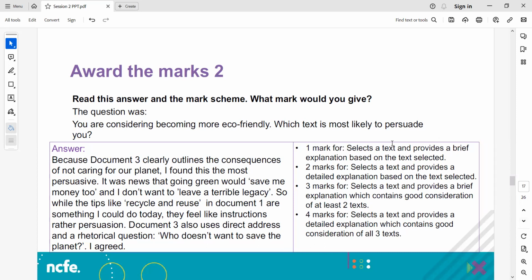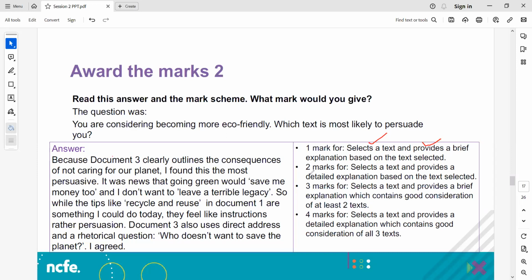Okay, so let's look again. Let's start with giving 1 mark. Have they selected a text that they think will persuade and provided a brief explanation? Yeah, he did. Good. So they've got document 3, haven't they? So they've selected a text and provided a brief explanation. They've definitely got more really than a brief explanation, so we can tick that. So we've definitely got 1 mark.